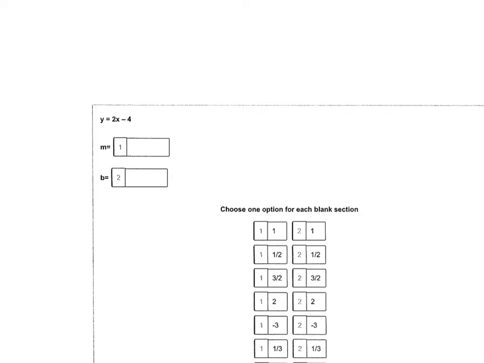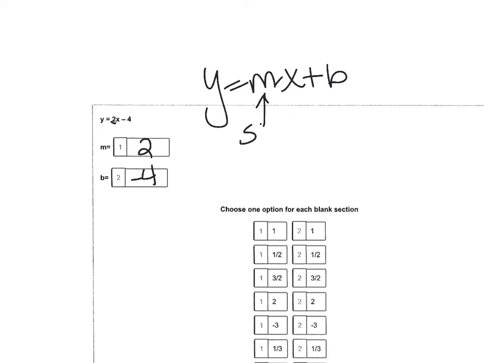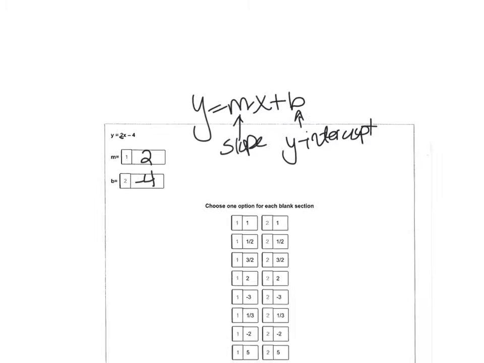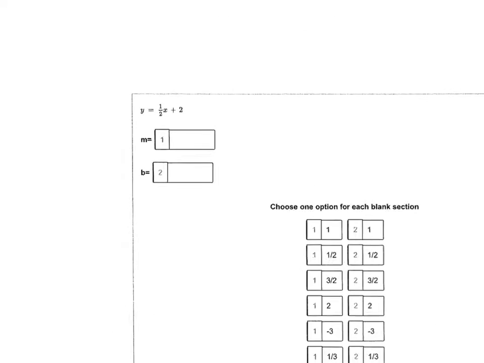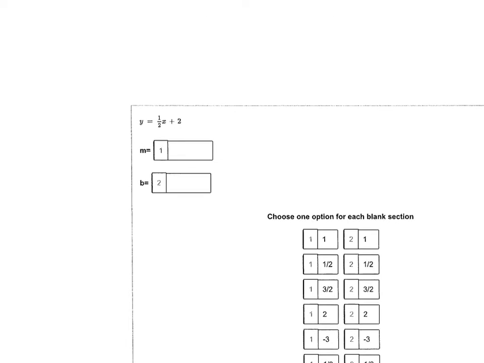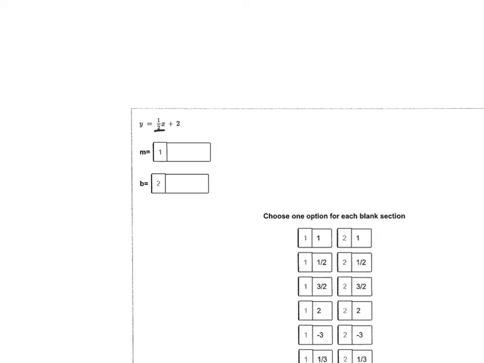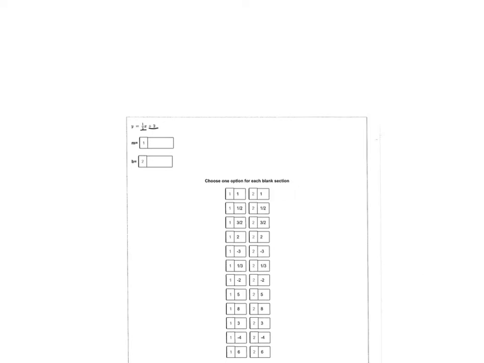Okay, same thing on this one. We're just identifying what the slope is. 2 and -4. Remember, y equals mx plus b. M is the slope. B is the y-intercept. Same thing here. Your M is your slope. B is the y-intercept.